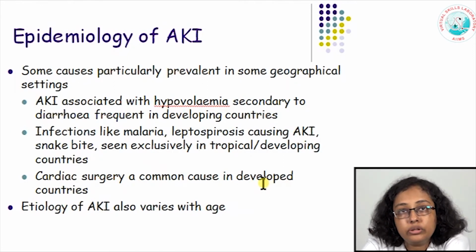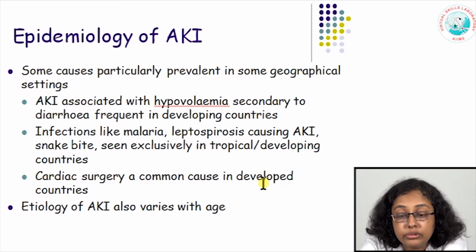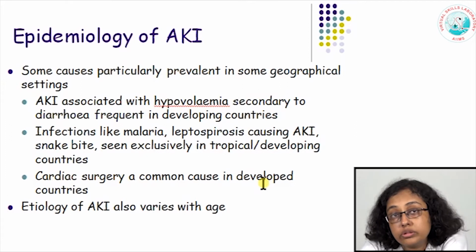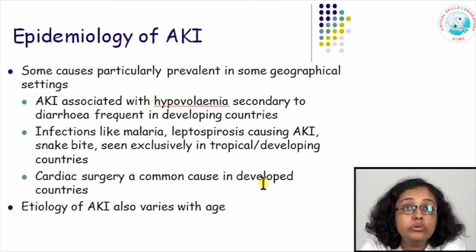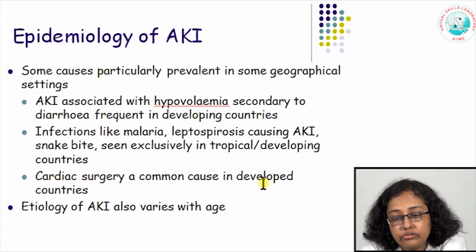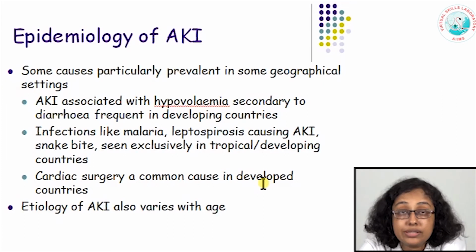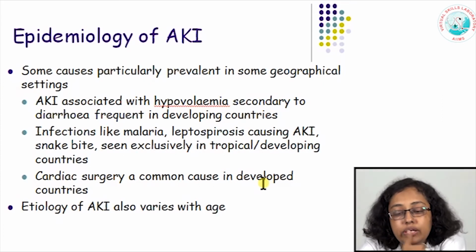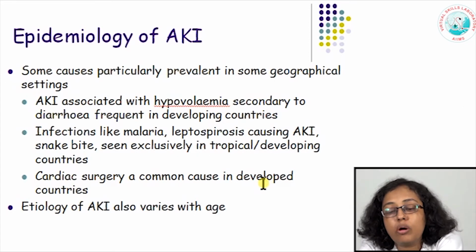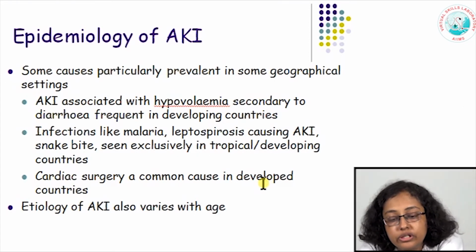Again, the pattern and causes of acute renal failure also vary across geographical settings. If you look at developing countries like India and African nations, where diarrheal illnesses are very common, acute renal failure secondary to hypovolemia and dehydration because of diarrhea and vomiting is very common, whereas you won't see it very frequently in developed countries. Infections like malaria, leptospirosis, and causes like snake bites leading to acute renal failure are almost exclusively seen in tropical and subtropical countries and developing nations.